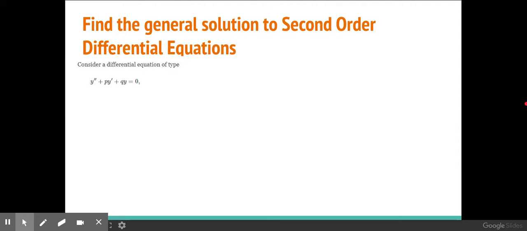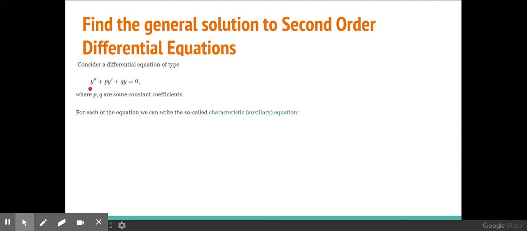Hi there. When you are trying to find the general solution of a second order differential equation, it matters what the differential equation looks like. So if your differential equation looks something like this, which it would in a general form, it's important to notice how we can rewrite that equation.